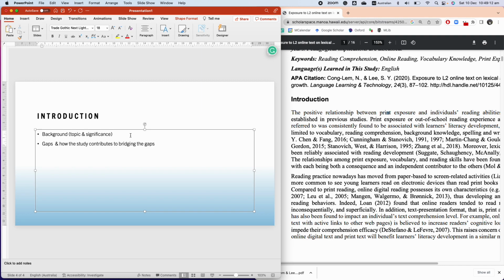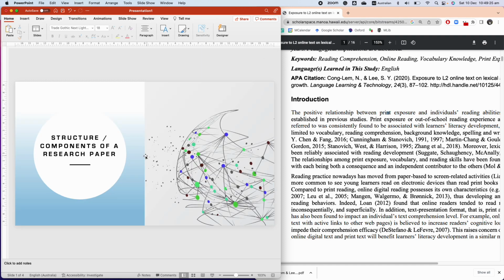So it's very important that you put it clearly how your study can help to bridge the gap, because then the editors or the readers will feel whether they are satisfied with your rationale.